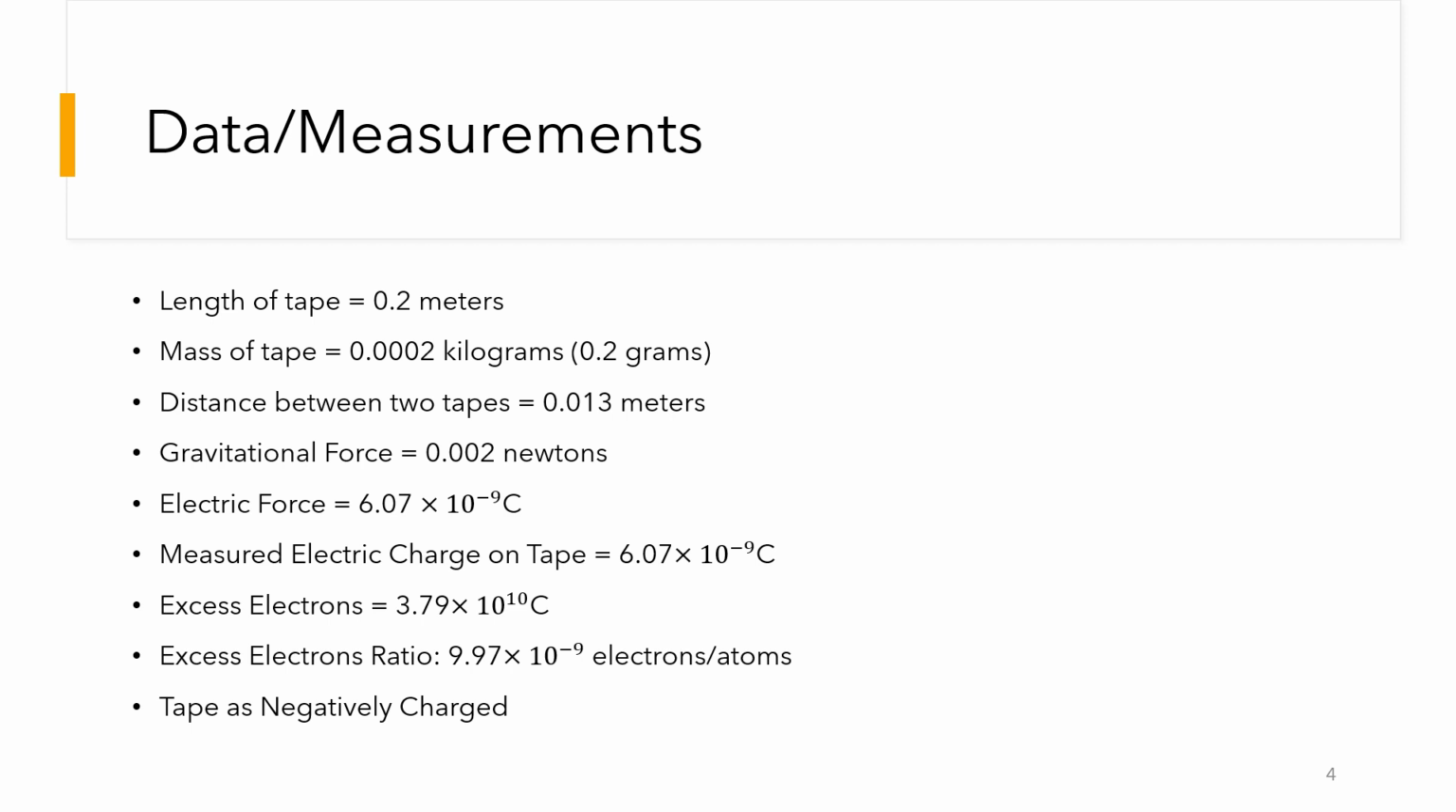The electric force was 6.07 times 10 to the negative ninth coulombs. The measured electric charge on the tape was 6.07 times 10 to the negative ninth. The excess electrons were 3.79 times 10 to the 10th, and the excess electron ratio was 9.97 times 10 to the negative ninth electrons to atoms.